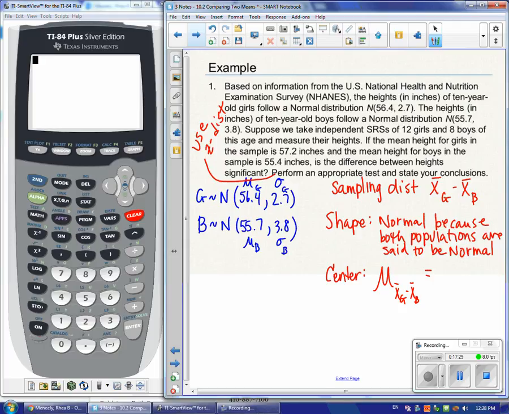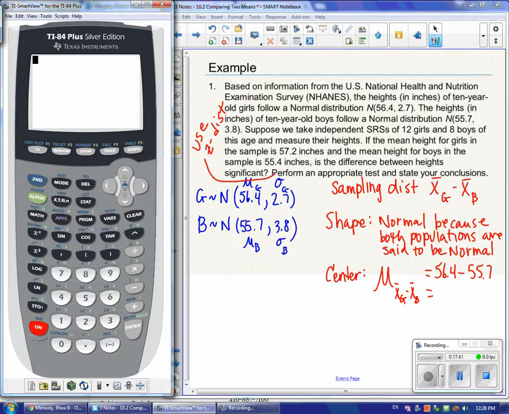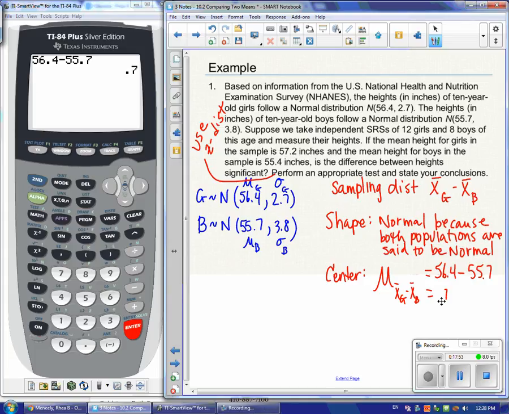So it's going to be the mean of the girls, 56.4, minus the mean of the boys, 55.7. And that is going to be 56.4 minus 55.7. Okay, and I get 0.7. So that's the mean of my sampling distribution.